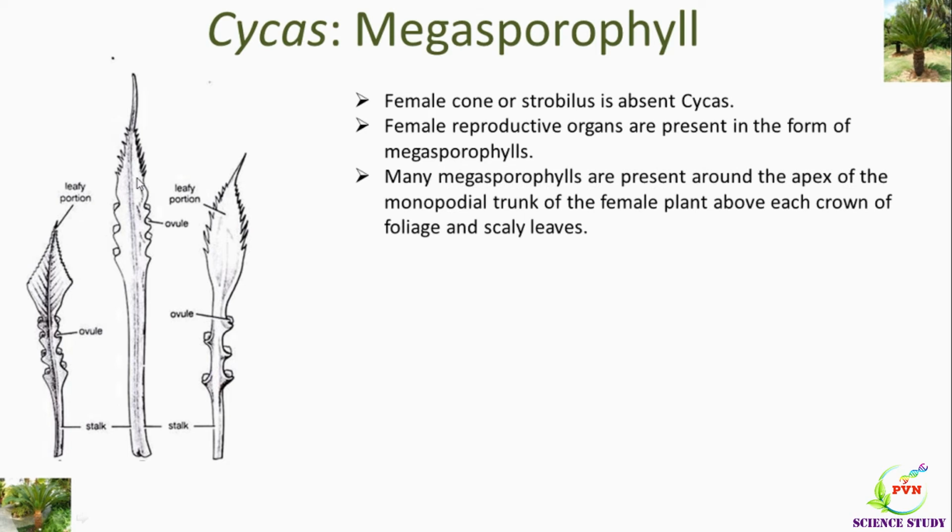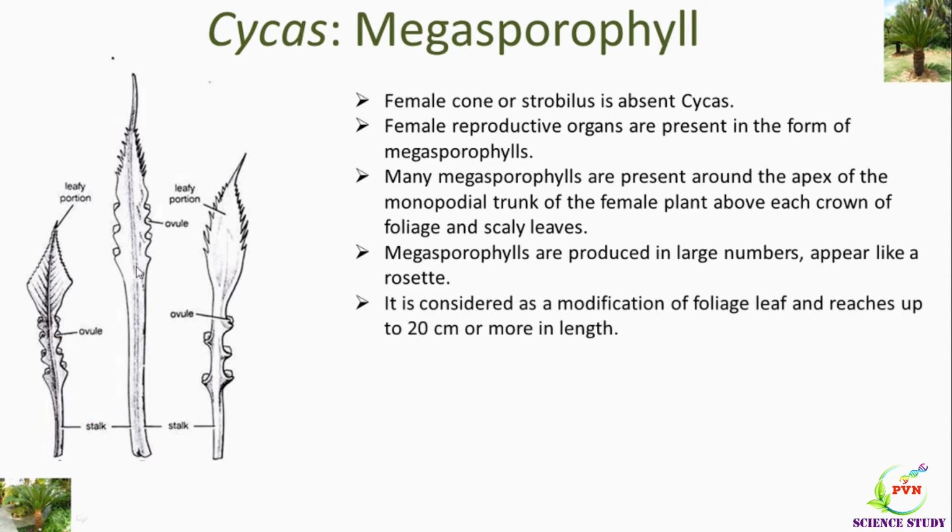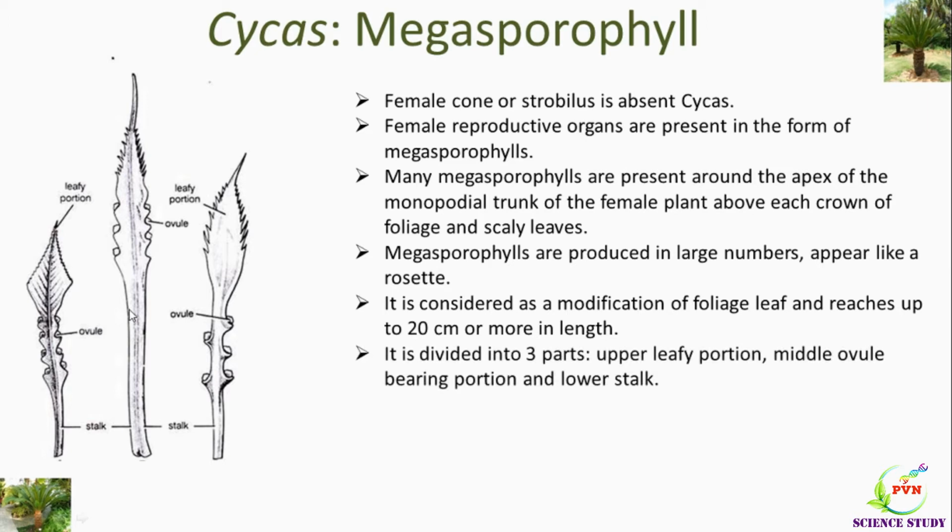Many Megasporophylls are present around the apex of the monopodial trunk on the female plant, above each crown of the foliage as well as the scaly leaf. Here the Megasporophylls are produced in large number and appear like a rosette. This Megasporophyll is considered a modification of the foliage leaf and it can reach up to 20 cm or more in length. The Megasporophyll is divided into three parts.